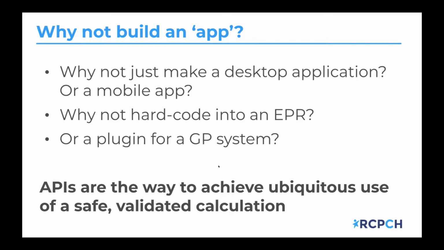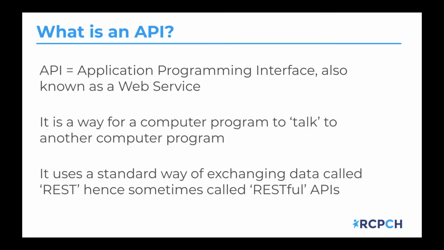So we could have made a desktop application or a mobile app, or hard coded it into an EPR, worked with vendors to build it into their system and do all the maths on the EPR side. But of course that doesn't scale, because that just means that we would have to do that again and again and again with each vendor, with each EPR, until we'd got these things across all the systems.